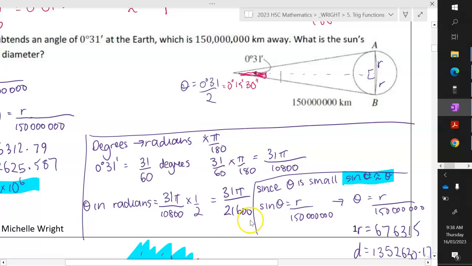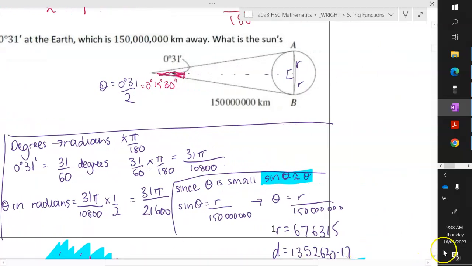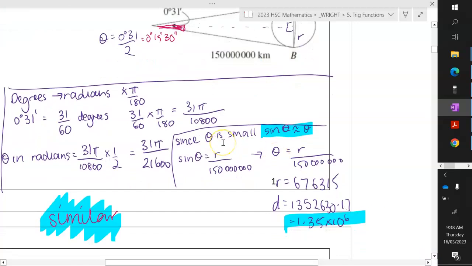Okay, now let's think what that means. Since theta is tiny, and we've got a very tiny angle up there, sine of that angle is going to approximate theta itself. So using the same formula as before, sine of theta is opposite on hypotenuse. I've replaced my sine of theta with just my theta. So I'm saying theta is equal to opposite on hypotenuse. So my radius is going to be equal to my value for theta, which I put in radians over here as 31 pi over 21,600, multiplied by 150 million. And I get a radius equal to this.